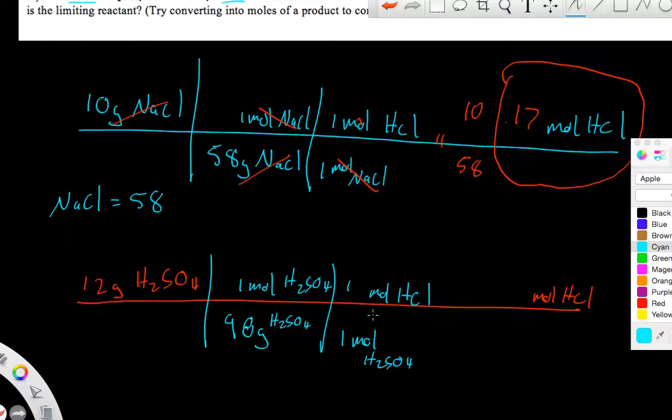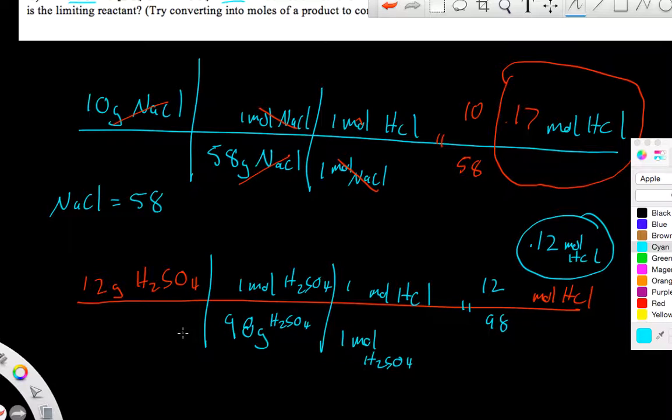This one might seem kind of redundant here, this step, but later the multiple ratios probably won't be 1. So it's good to get in the habit. So top is 12. That's nice. And then the bottom is going to be 98. So 12 divided by 98, it's going to give me 0.12. So I get 0.12 moles of HCl looking at the 12 grams of H2SO4 as my starting point.